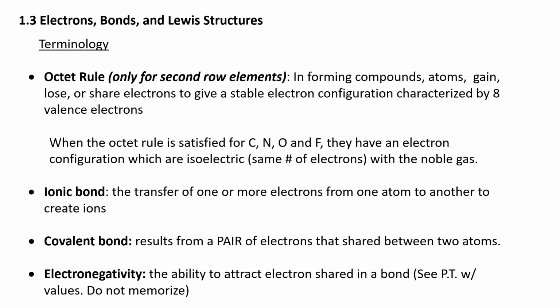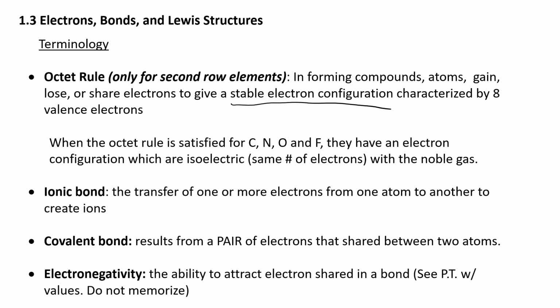Section 1.3 deals with Lewis structures and several terms that you've probably seen from Chem 1. The first is the octet rule. Now, we're really going to be using this for second row elements. Other periods or rows on the periodic table can have more or less. However, we're going to focus on the second row elements. So atoms tend to gain, lose, or share electrons to achieve an octet. That gives them the most stable electron configuration. They can have more or less, but they like to have 8.